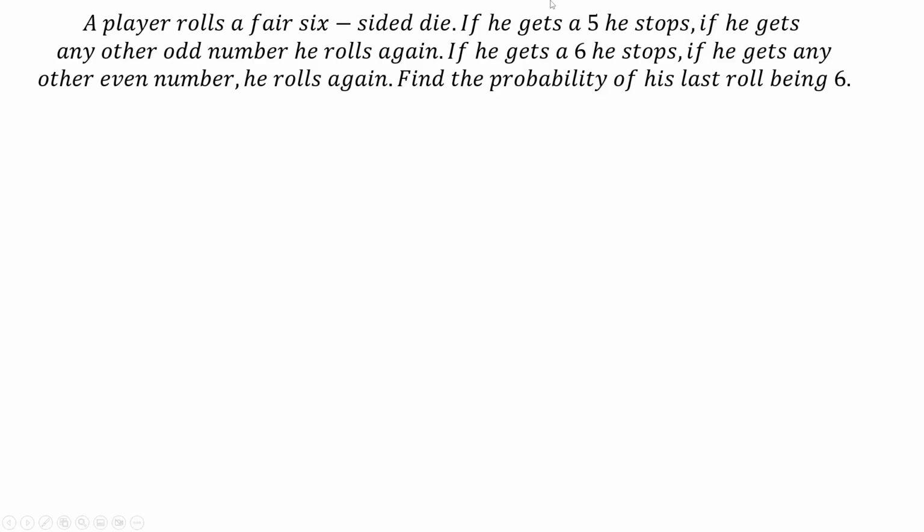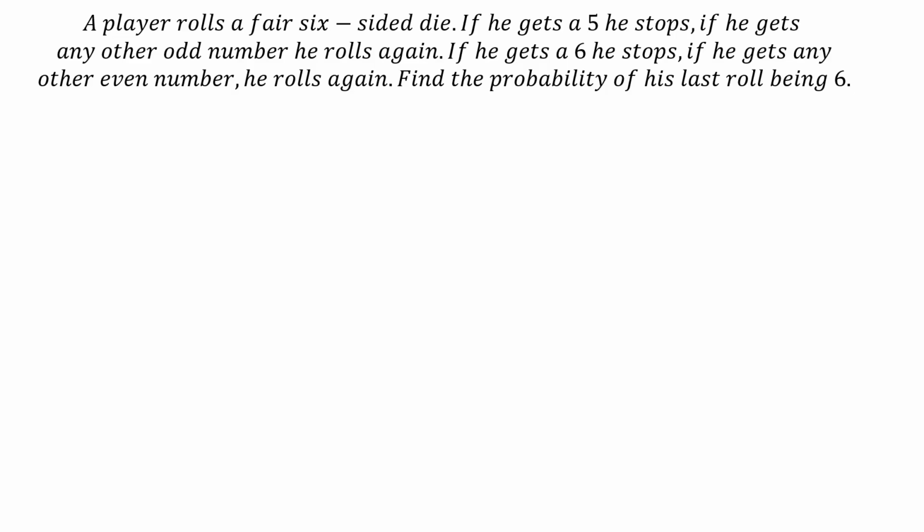Let's look at this other question. So a player rolls a fair 6-sided die. If he gets a 5, he stops. If he gets any other odd number, he rolls again. If he gets a 6, he stops. If he gets any other even number, he rolls again. Find the probability of his last roll being a 6. Okay, maybe just pause to understand the question there.